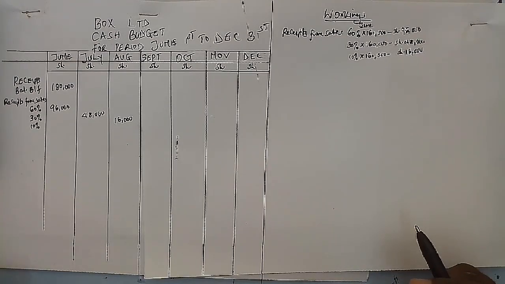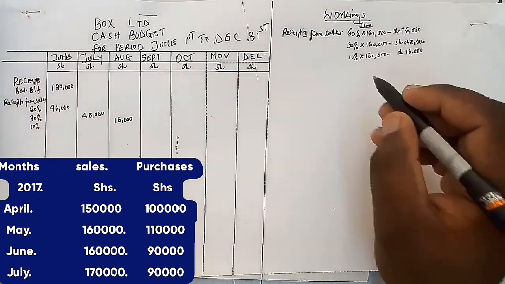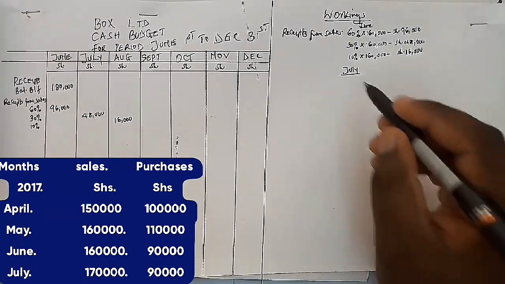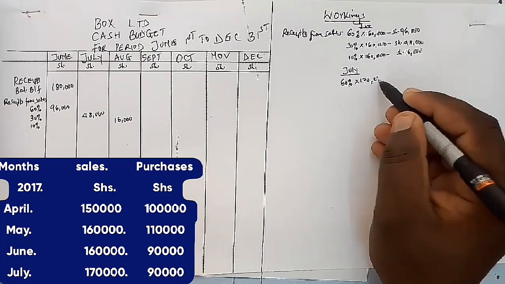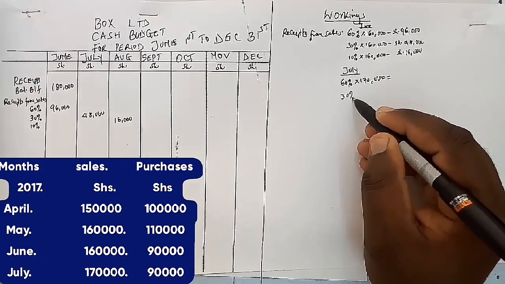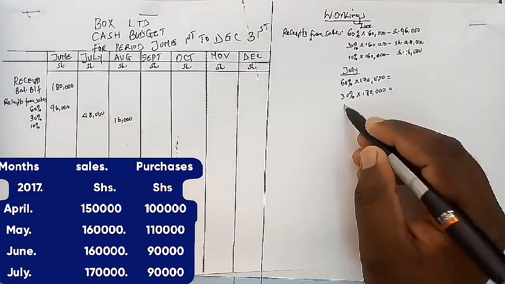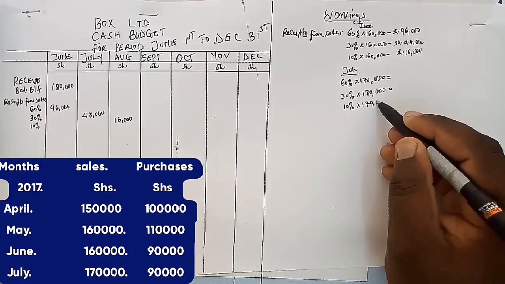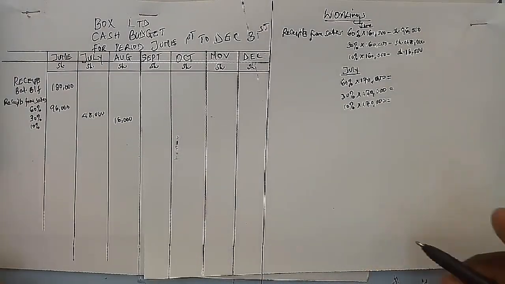So we are told the sales were 170,000 for the month of July. So if we write here July, you will do the same. 60% times 170,000 the same month, 30% of 170,000 the following month, 10% times 170,000 will be received 2 months after sales.